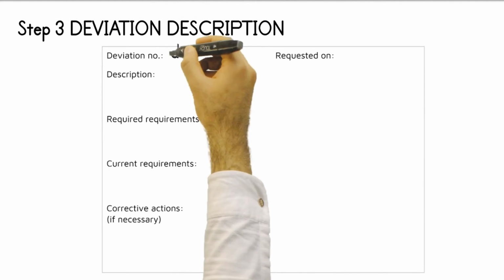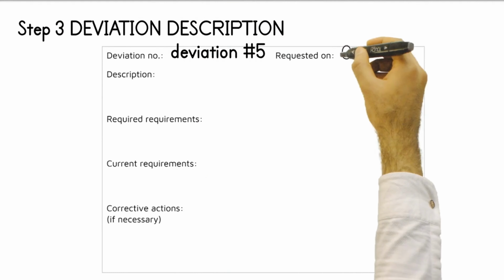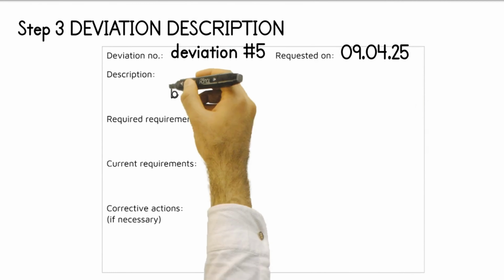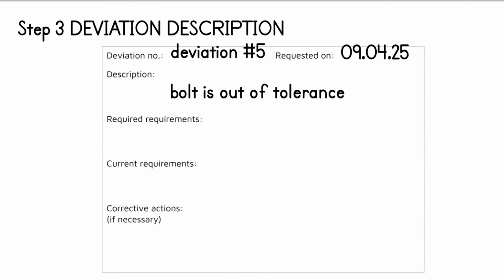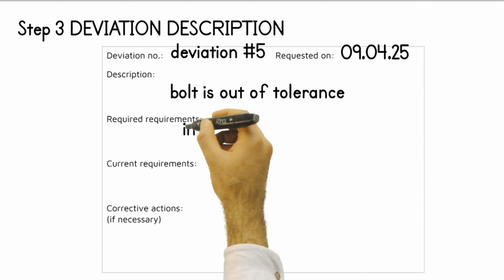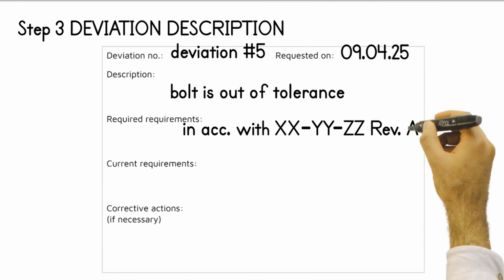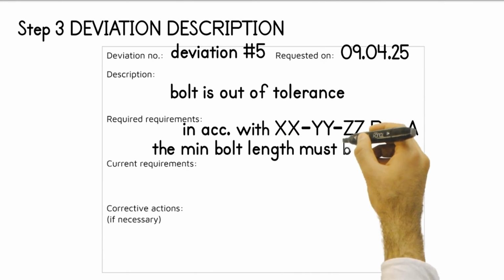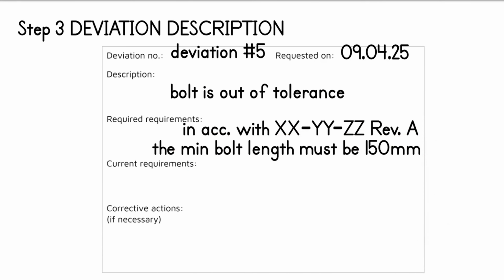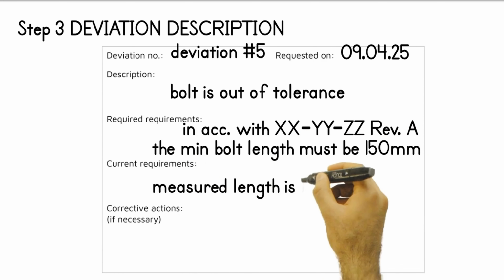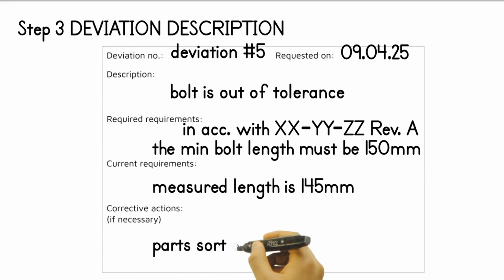Step 3. Deviation description. Clearly describe what's different or wrong. For example, the bolt is out of tolerance. What was the required requirement? For example, in accordance with the drawing XXYYZZ revision A, the minimum bolt length must be 150 mm. What's the actual condition? For example, measured length is 145 mm. Any corrective actions you've taken or plan to take.